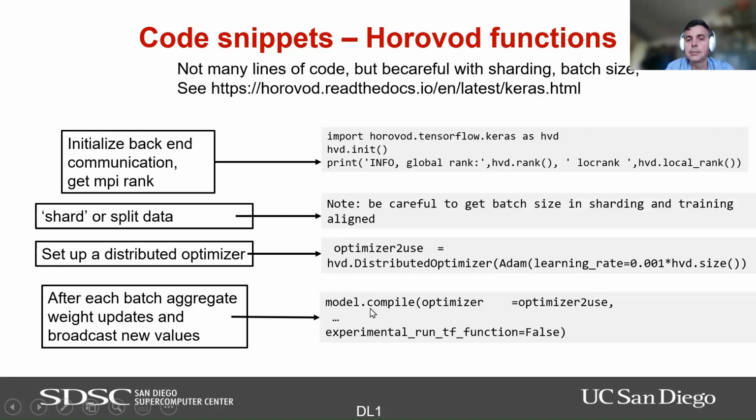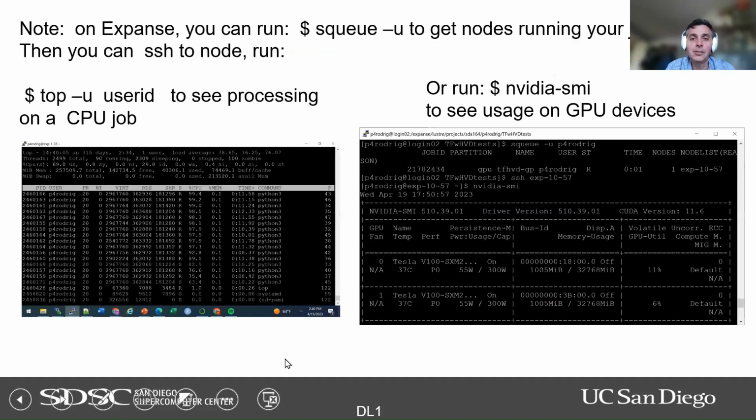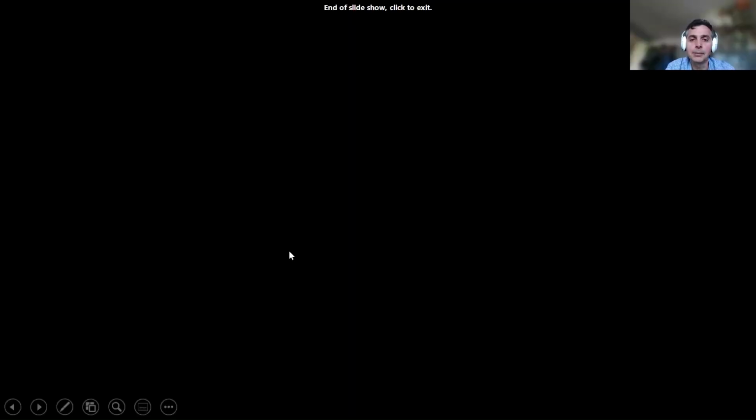All you have to do is a normal model compile. That's a normal Keras statement, but you have this other option, an experimental run TensorFlow function. This basically tells Keras to make sure it uses this distributed optimizer. I'm probably mischaracterizing that a little bit, but the website explains that a bit more.